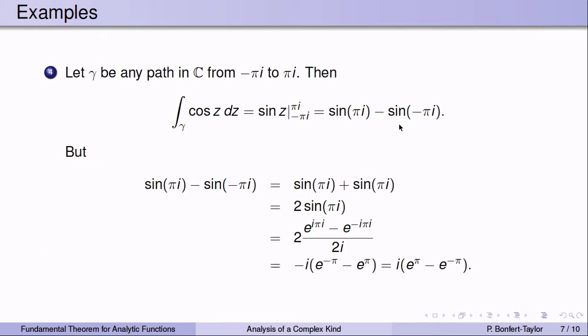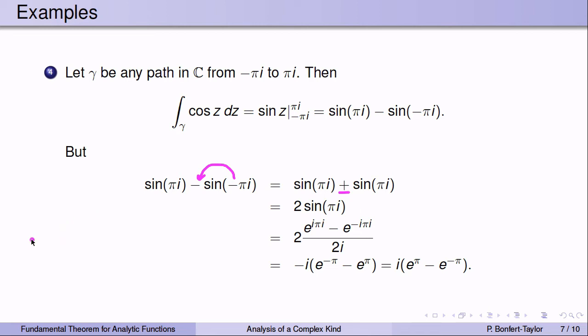Let's do that. Well, sine of πi minus sine of minus πi, we noticed that the sine function is an odd function, even the complex version of it. So this negative sign can be pulled outside of the sine function. Together with this negative sign, we get a plus. So all we have to find is 2 times sine of πi.